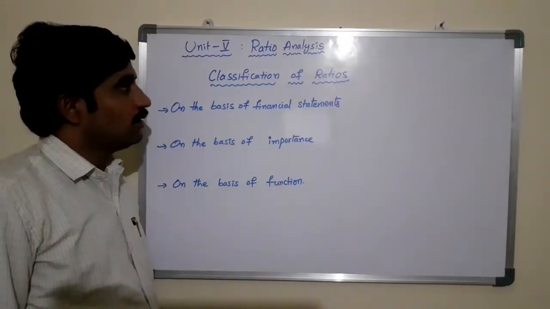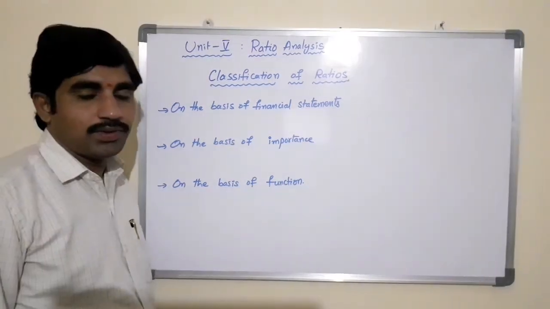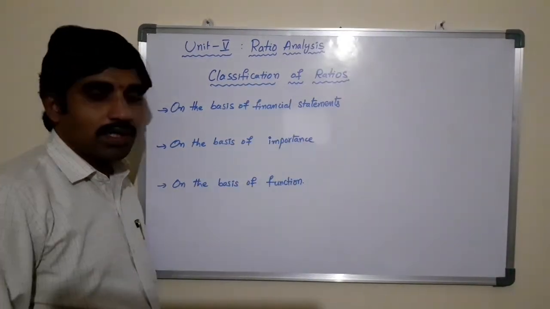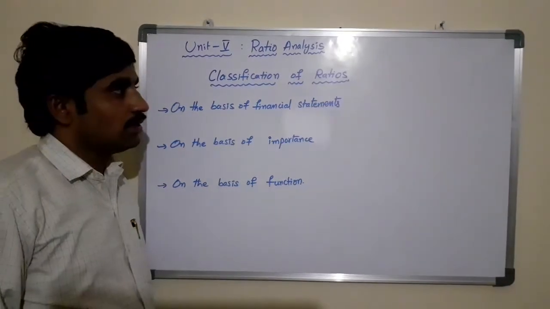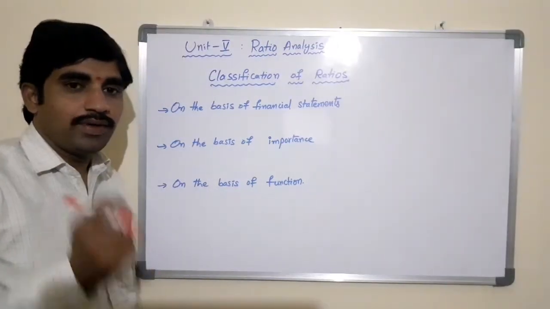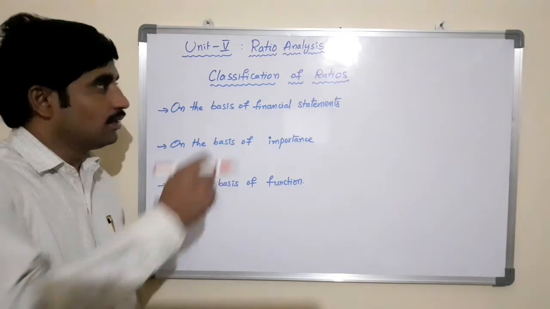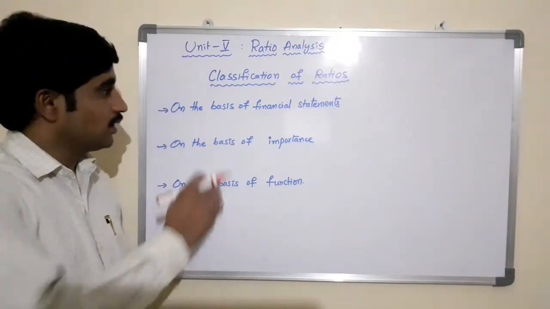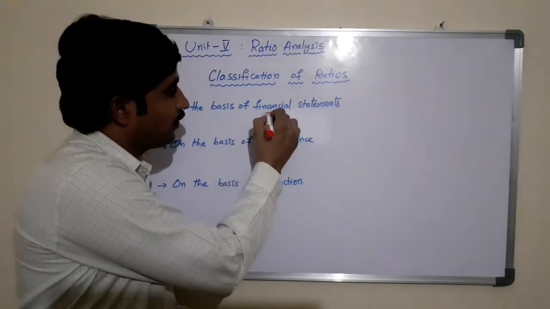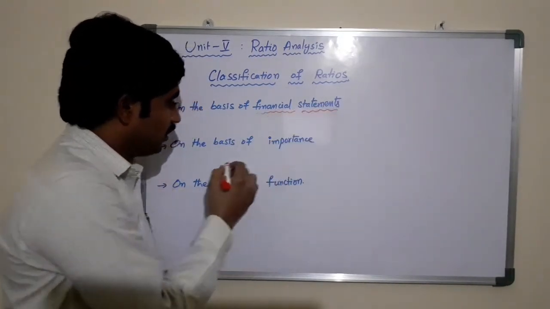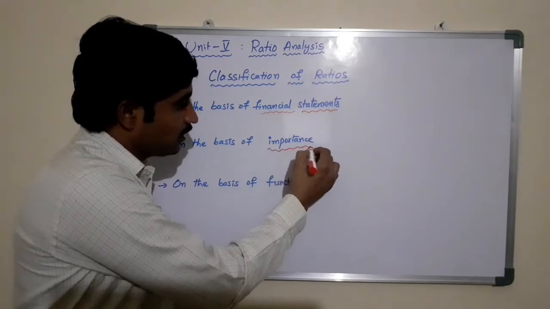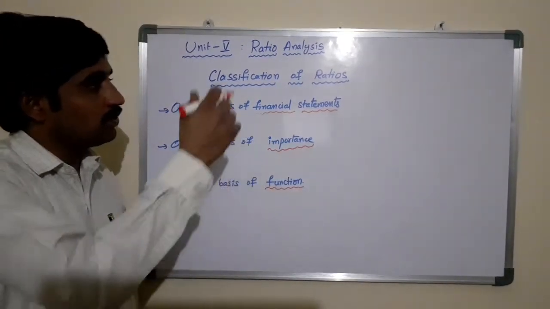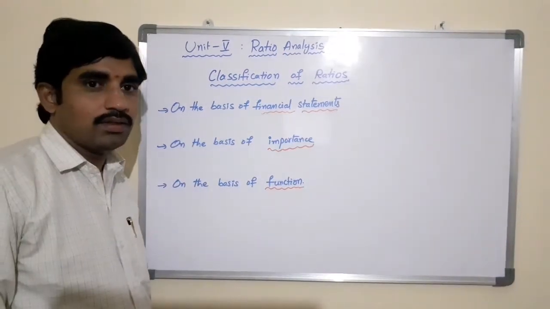Let us see the classification of ratios. The types of ratios are different from the classification of ratios. Based on various factors, the ratios are classified into different forms, such as on the basis of financial statements, on the basis of importance, and on the basis of function.